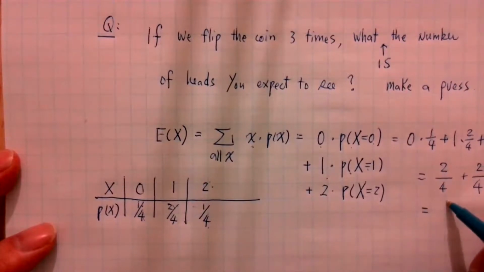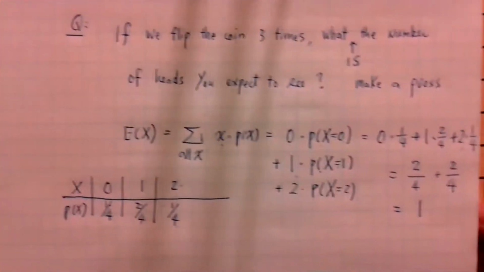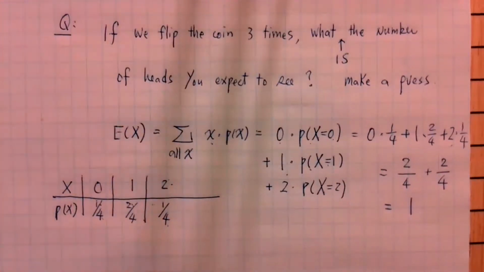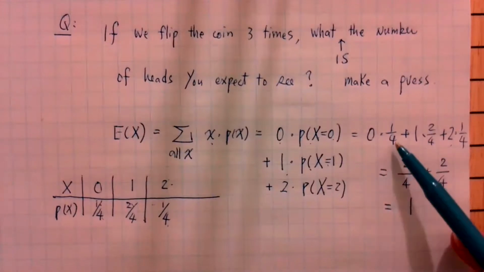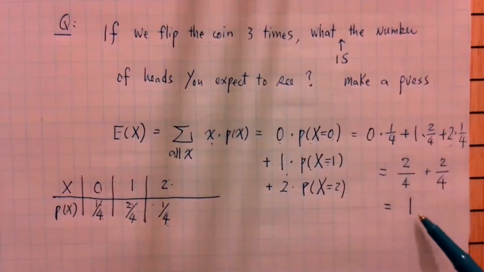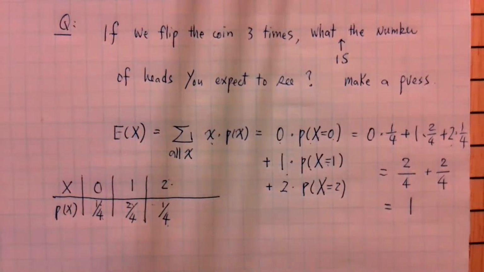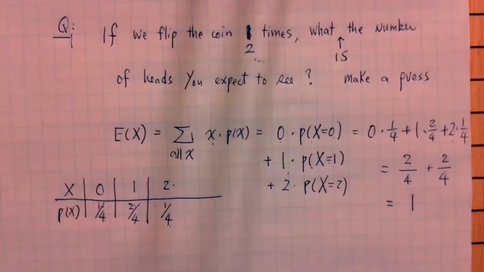What do you get? You get 1 head. When you flip a fair coin 2 times, how many heads do you expect to see? You expect to see 1 head. That makes sense, right? That means every 2 flips, you expect to see 1 head. That makes sense because this is a fair coin. Can I move on? Let's go.